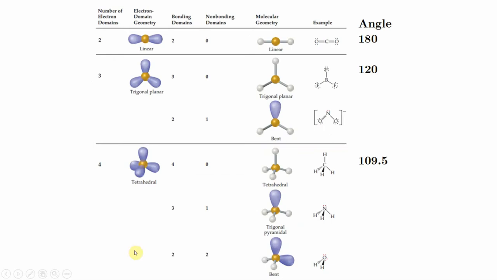And let's look at a bunch of tables. If I have two bonding domains, if I have two domains total, the electrons will look like this.